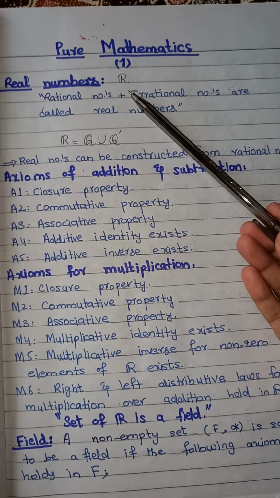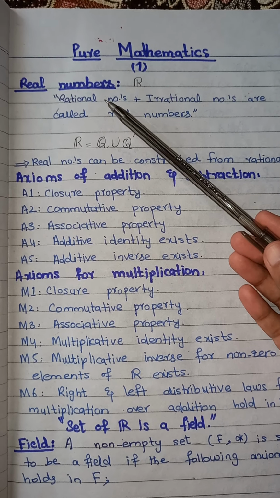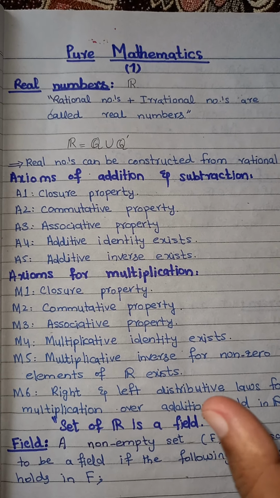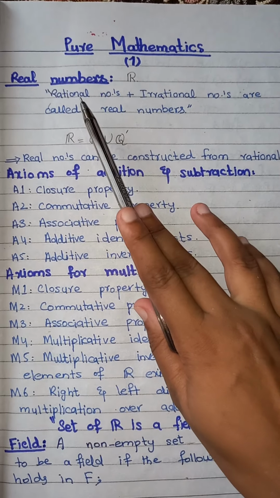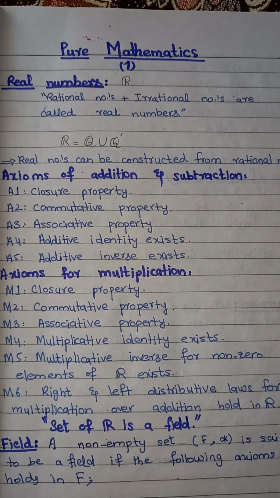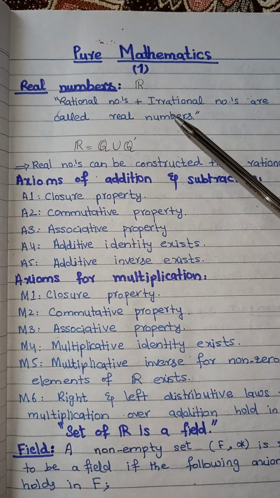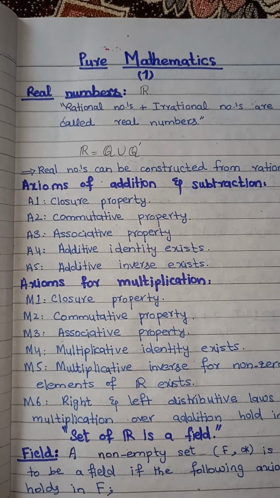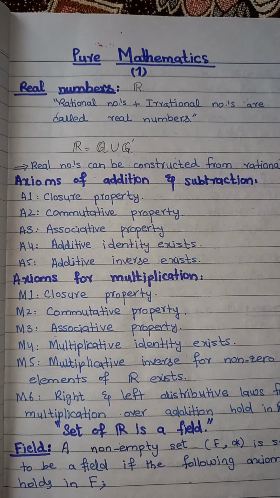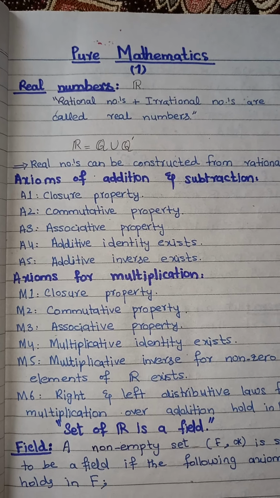We denote the set of real numbers by this symbol R. Real numbers are basically a combination of rational numbers and irrational numbers, and we call these numbers real numbers. Rational numbers are the numbers that can be written in p over q form, and irrational numbers are the numbers that cannot be written in p over q form. There are other types like recurring and non-terminating decimals, and irrational numbers continually repeat, but the numbers vary one by one, like the square root of 2 is an irrational number.